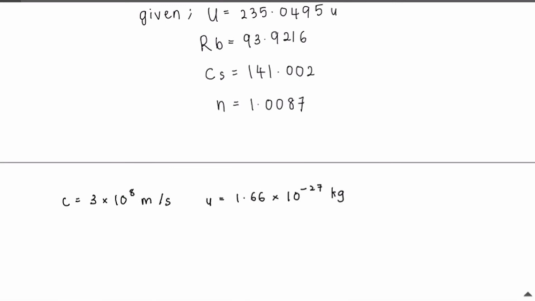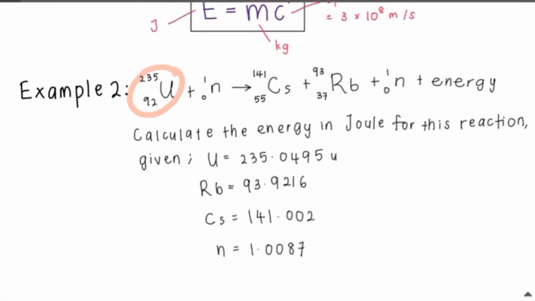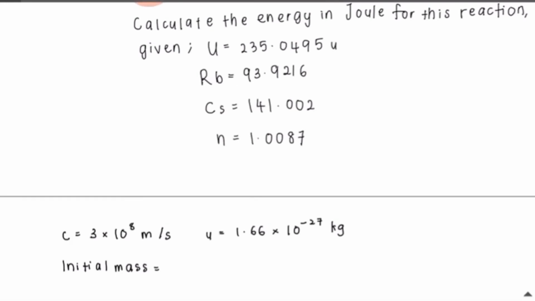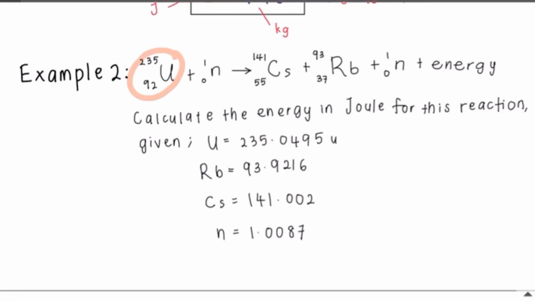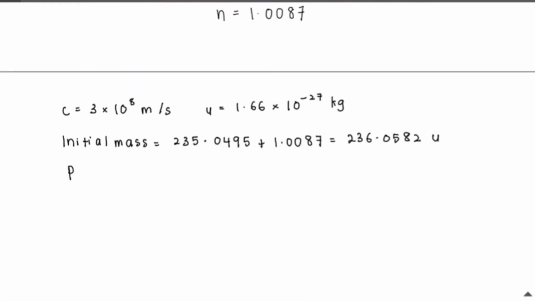The initial mass is the mass of uranium plus the mass of n, which is 235.0495 plus 1.0087, so you will get 236.0582 u.